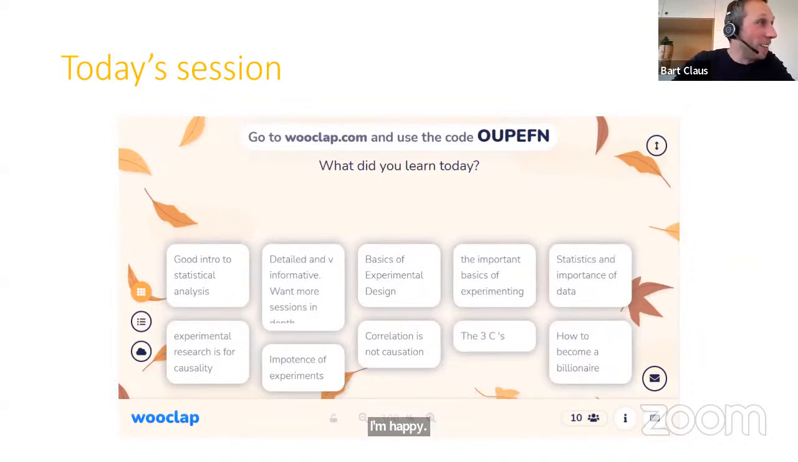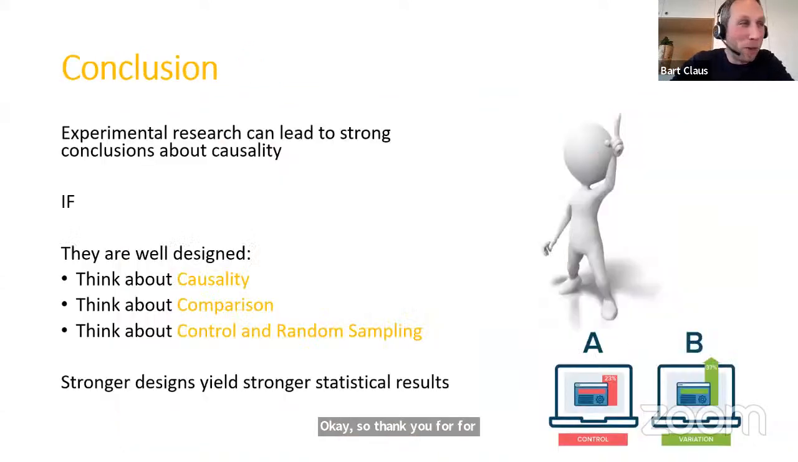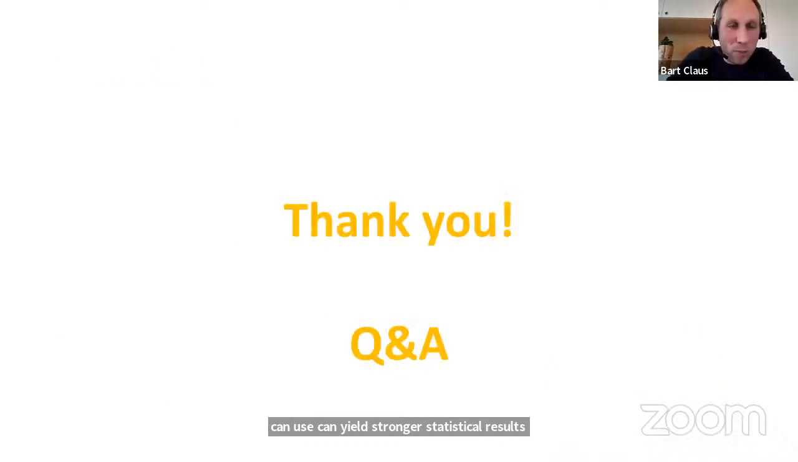So thank you for your attention. Just as a wrap up, it's indeed important to think about experimental design before you think about experimental analysis, because this can lead to strong conclusions about causality, right? And you have to think about causality, comparison, and control to have a strong design. And a stronger design can yield stronger statistical results. So that was it. If there are any remaining questions, then do not hesitate. That's what I'm here for.